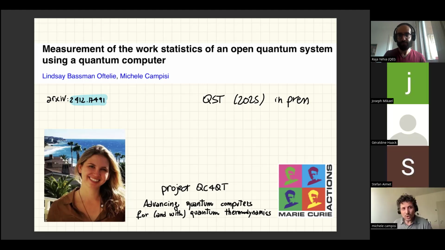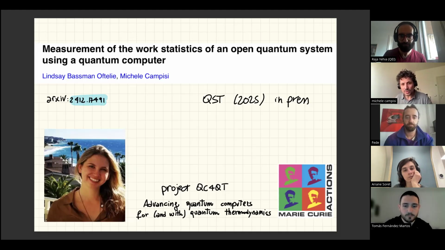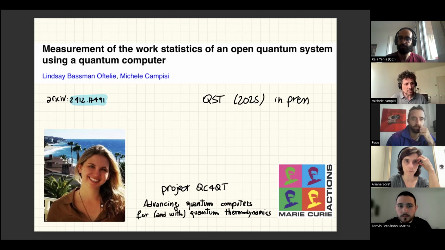So what I'm going to show you is a work on the measurement of work statistics of an open quantum system using a quantum computer. This is a joint work with Lindsay Bassman-Oftelie, who is a Marie Curie fellow working with me at the Institute for Nanoscience in Pisa. She's working on a project called QC for QT, meaning quantum computers for quantum thermodynamics. And in fact, the research that I'm going to talk to you about today is an example where quantum computers can help advance quantum thermodynamics.